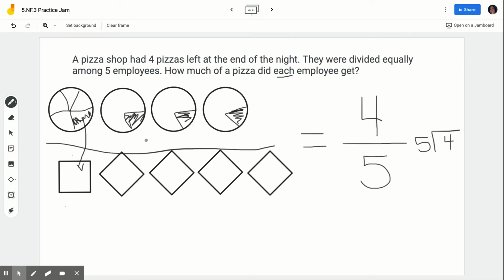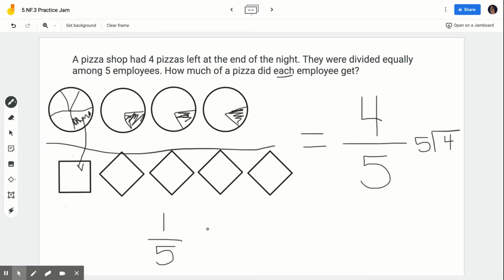So each employee, out of how many parts make up the whole? 1, 2, 3, 4, 5. Write it down here. 5 parts. This isn't very organized. We'll use squares on the next one. 5 parts, and each employee gets 1/5.